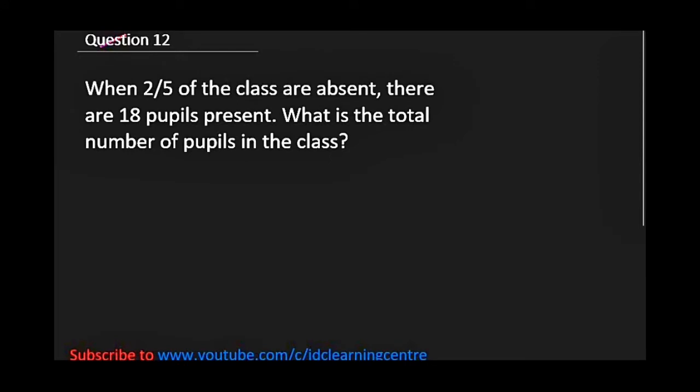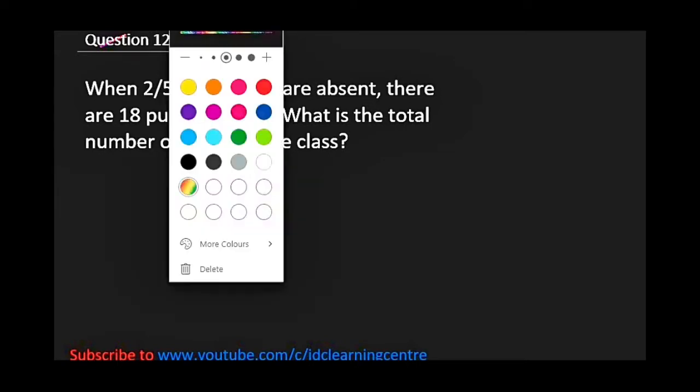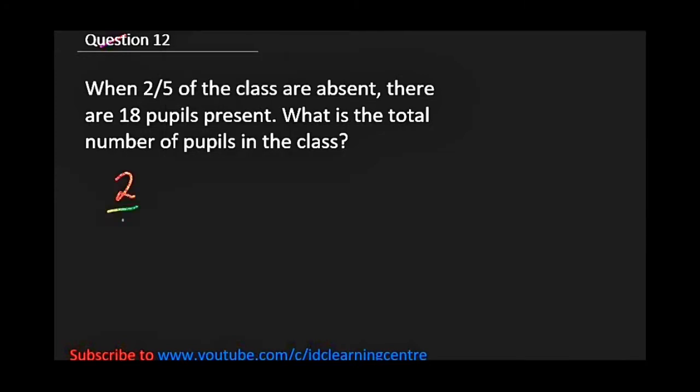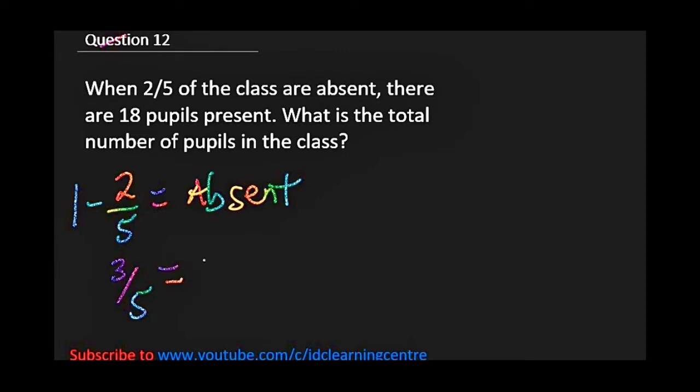Question 12 says, when 2/5 of the class are absent, there are 18 pupils present. What is the total number of pupils in the class? Now, if 2/5 equal those absent, then those present will be 3/5, or you can just subtract this from 1. 1 minus 2/5 will give you those present. Those present, which is 3/5, equal 18 pupils.